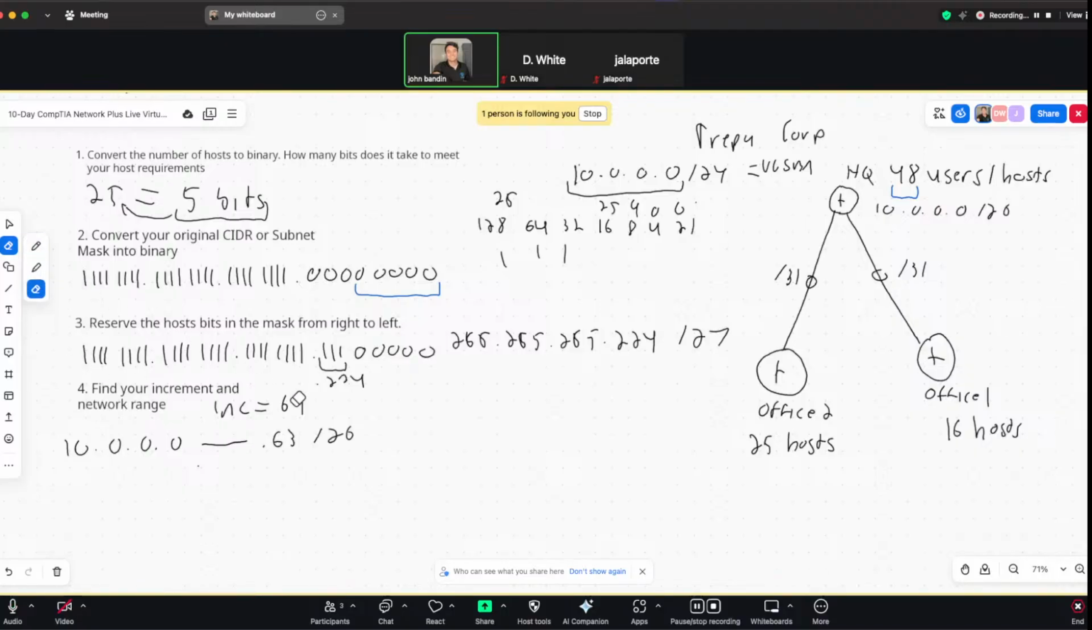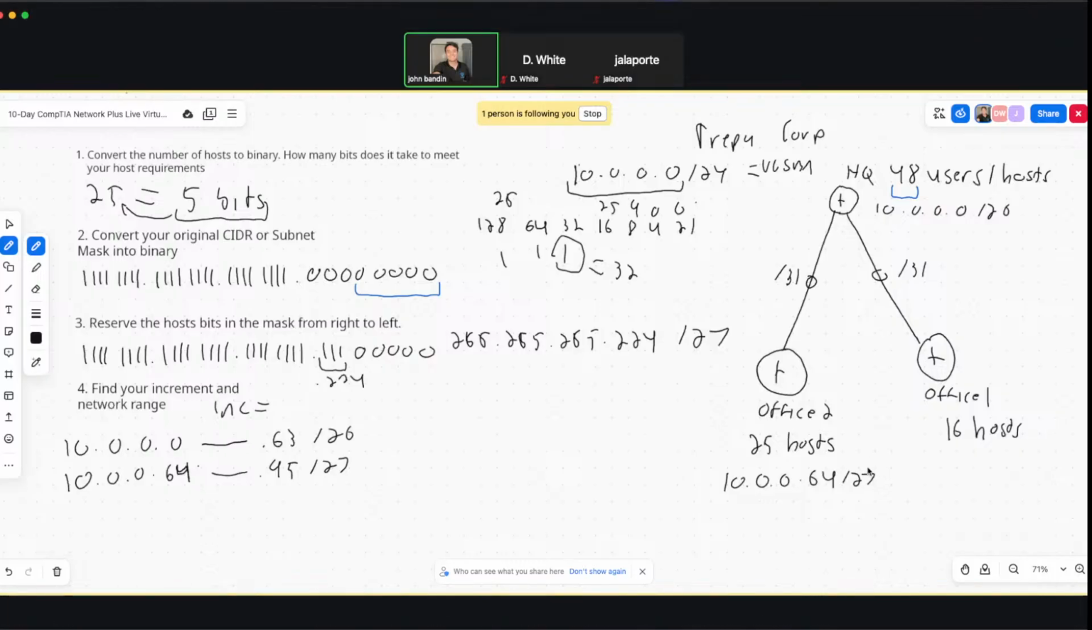Next, we need to find our increment. So our increment for this new subnet we're making here at Office 2, we go off our last network bit. So our increment is 32, and that's going to equal our network range. Now remember, we already set the first range aside for the HQ. So we're going to start at .64, the next IP. 64 plus 32 is .95. And it's a /27. So there's our new network range, our new subnet for Office 2. So our new network is 10.0.0.64/27.